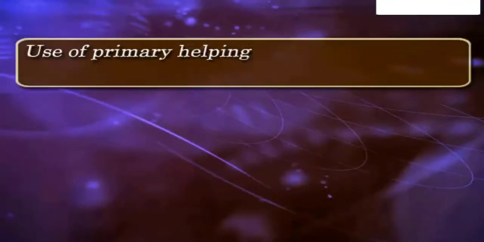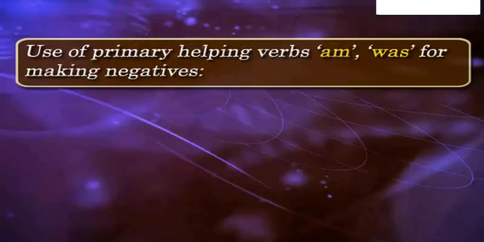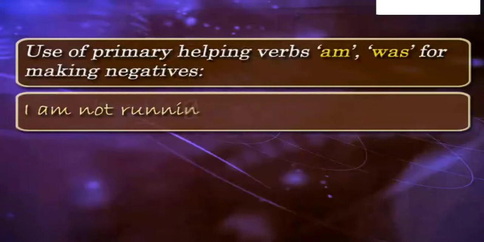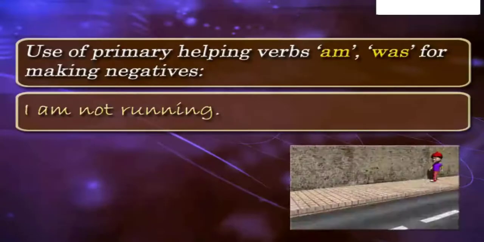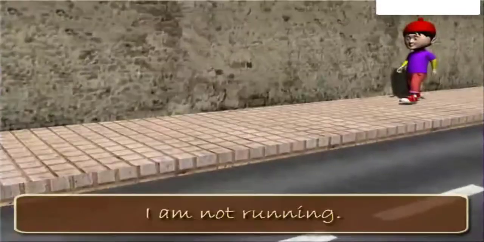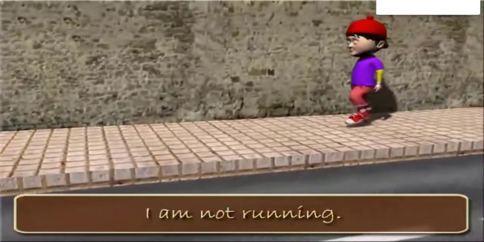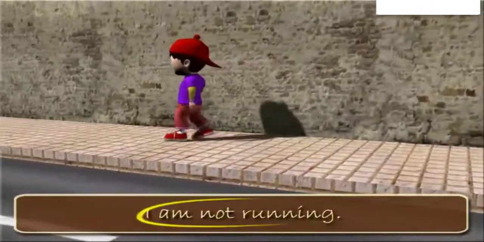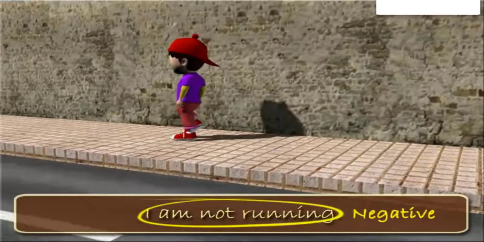Now let us learn the use of primary helping verbs am, was for making negative sentences. I am not running. Here, am not is helping the main verb running and making the sentence negative, in the sense that someone is not running.